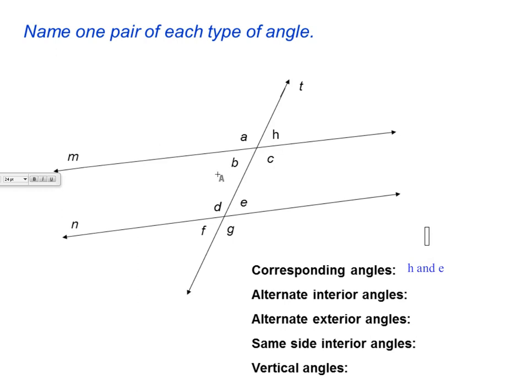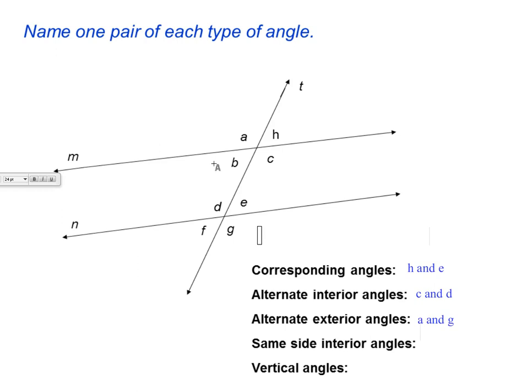Interior angles, these are my interior angles. So if I want alternate, I want opposite sides. So I'm going to do C and D. Those are alternate and also interior. Alternate exterior, the exterior is outside of the parallel lines. So A and G are outside and also alternate on the opposite sides of the transversal.